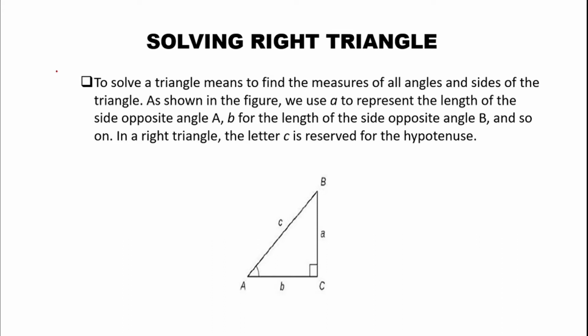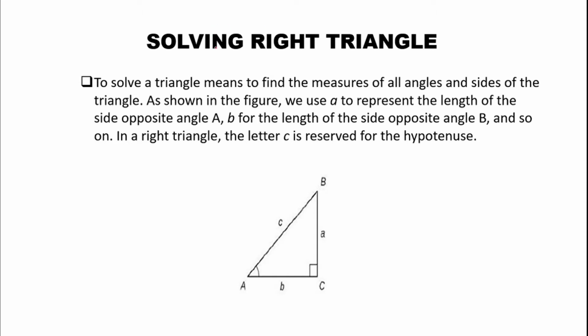Alright, at this point of time, we'll be talking about solving a right triangle. To solve a triangle means to find the measures of all angles and the sides of the triangle. As shown in the figure, we use a to represent the length of the side opposite angle A, b for the length of the side opposite angle B, and so on.